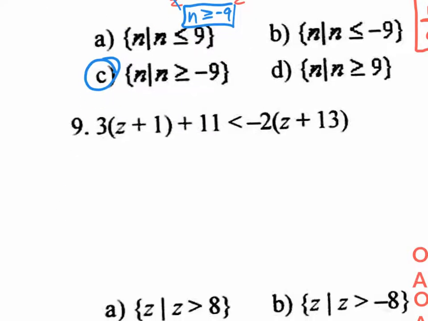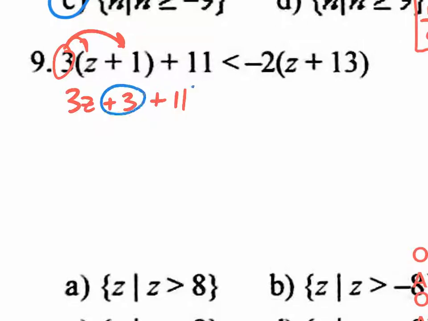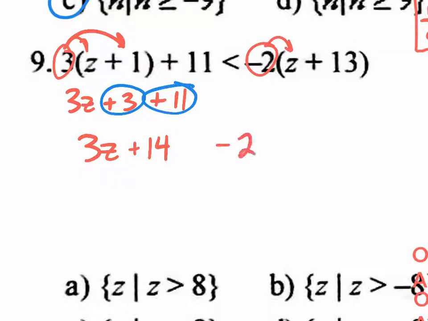Moving on to number 9, this requires a lot of simplification. Let's do distributive property on the left side, circle, arrow. 3 times Z is 3Z. Arrow to the 1, 3 times 1 is 3. Bring down the plus and the 11. Let's continue combining like terms after distributing. 3 plus 11 is 14. So I have 3Z plus 14. That's all I could do on the left side. Now let's go to the right side and distribute. Negative 2 times Z, that's negative 2Z.